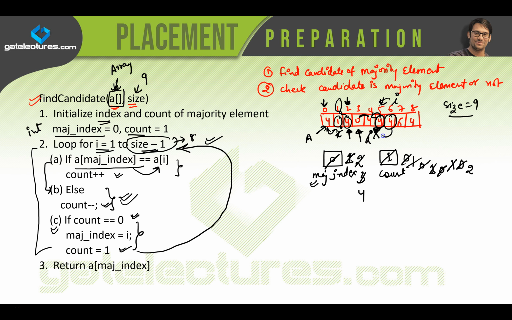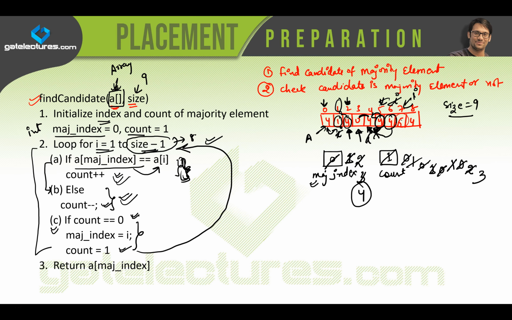Okay, this 4 and this 4 are equal, because majority index is pointing to 4. You can see this step is executing from the last 2 times. If A of majority index is equal to A of I, then just increment the count, count plus plus. Now because these two 4s are equal, hence the value of count will be 3. Again increment the value of I.